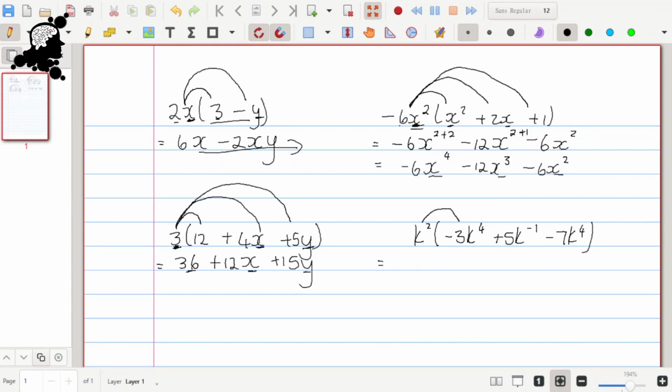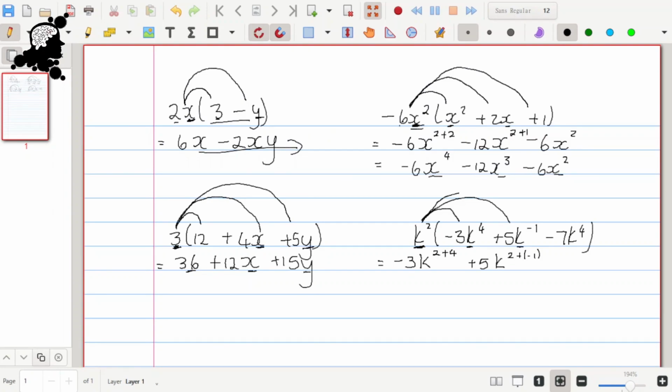So, k squared times negative 3k to the power 4. When we multiply out the coefficients, we will get negative 3. There's a k here and there's a k there, so I put the k as it is and I add their exponents. Wonderful. Next step, multiply the k squared with the 5k to the power minus 1. Multiplying the coefficients, 1 times 5, this is just going to give me positive 5. We have k squared and we have k, so this is k to the power 2 plus minus 1, like that.